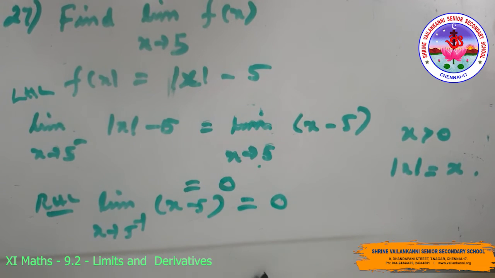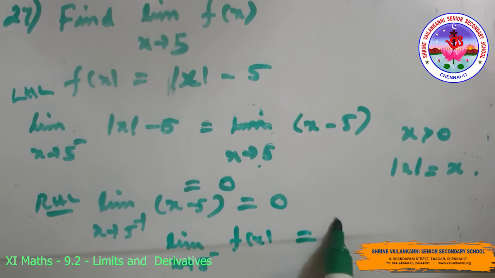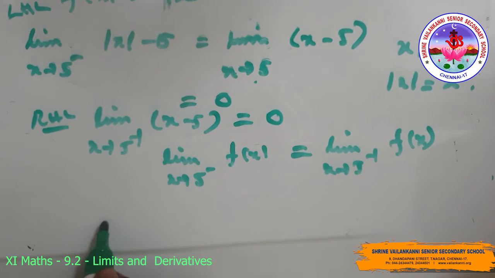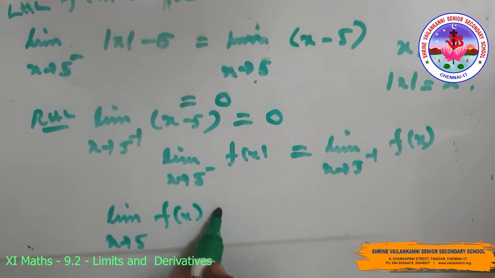So we get 0. So left hand limit, that is limit x tends to 5 minus f of x, is equal to limit x tends to 5 plus f of x. Since left hand limit and right hand limit are equal to 0, we can say that limit of f of x exists. Therefore, limit x tends to 5 f of x is equal to 0.